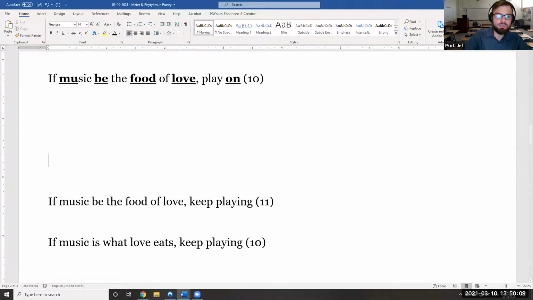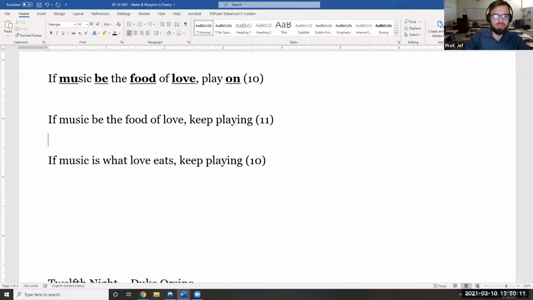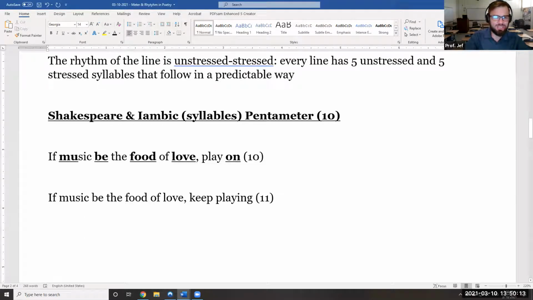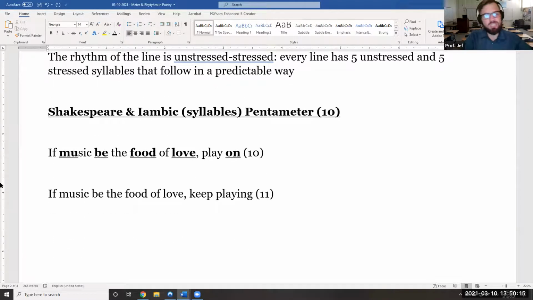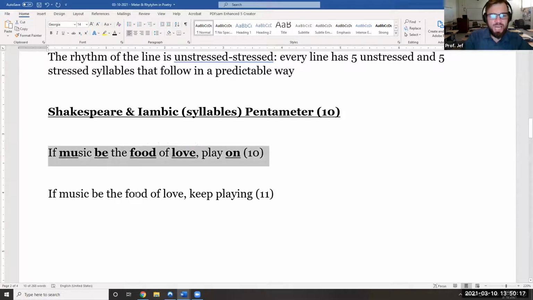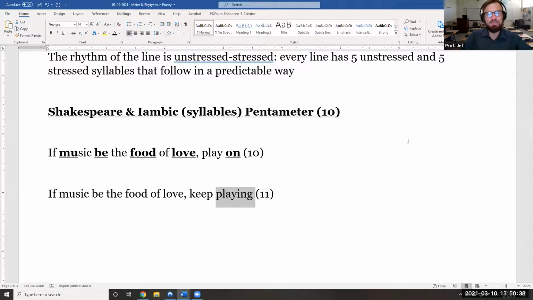So if you look at this, for example, I was just sort of coming up with examples of how this changes. So let me see if you can hear the difference between Shakespeare's words and my paraphrasing, right? If music be the food of love, play on. If music be the food of love, keep playing. We've got 11 syllables, right? And then if you look at this type of word, for example, let's just look at the word playing. Where's the stress in this 2-syllable word?